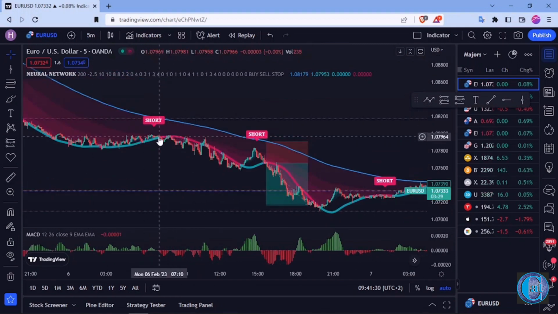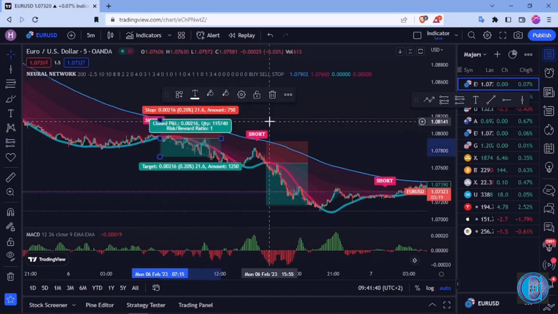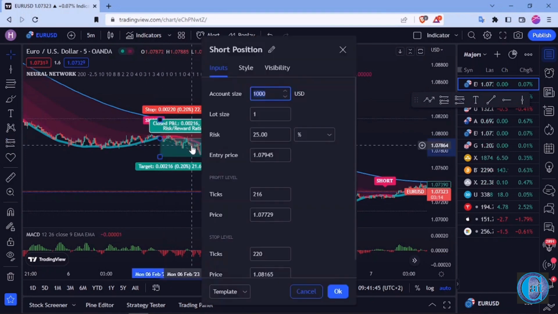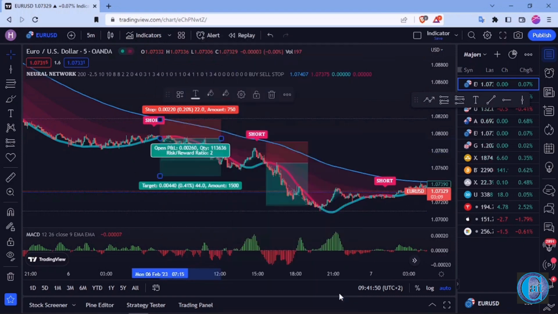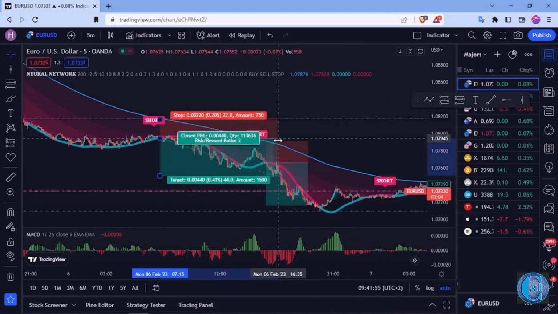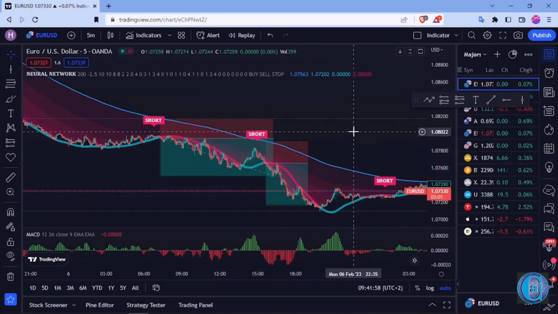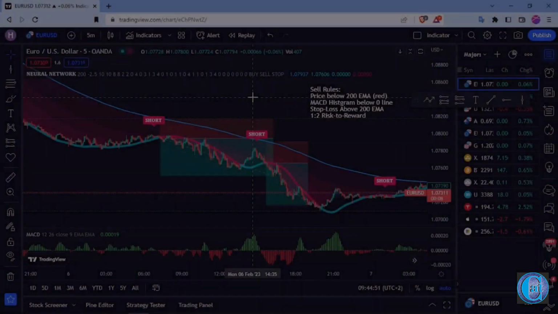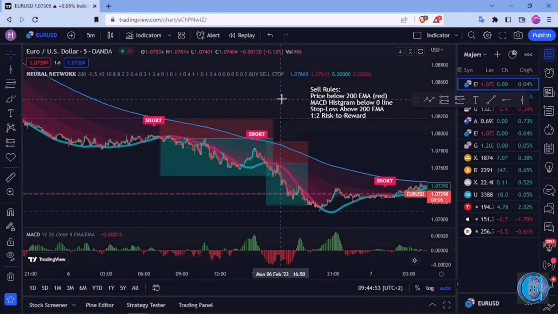Let's look at another example of a sell or short. Again, the histogram turns from green to red, meaning we have a potential sell in the market. You can place your stop loss just above the 200 EMA again and aim for a 1 to 2 risk to reward. In this example, a stop loss would be 22 pips and we will have a take profit of 44 pips. By trading along with the trend, you are aligning yourself with the smart money.